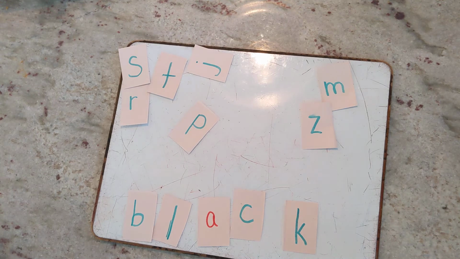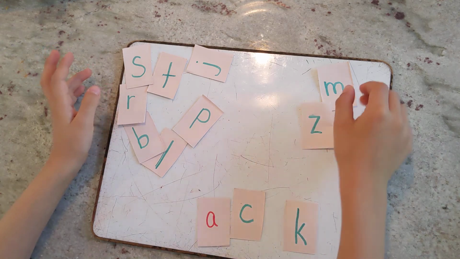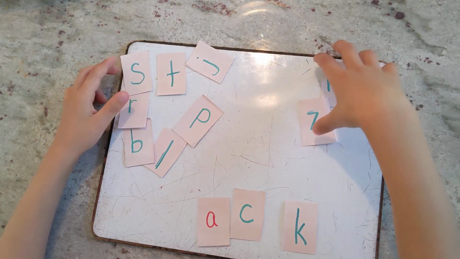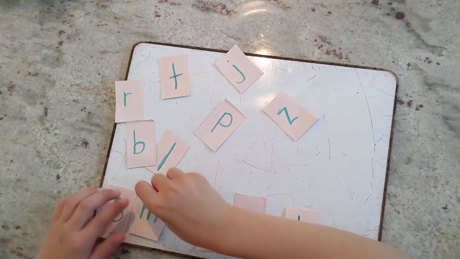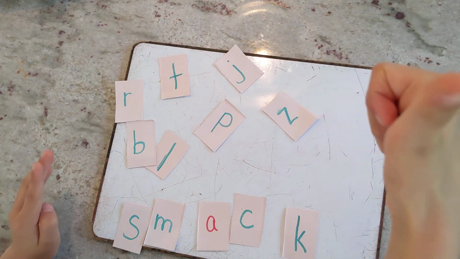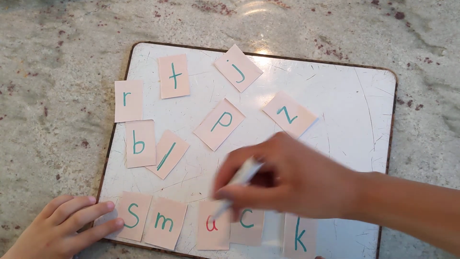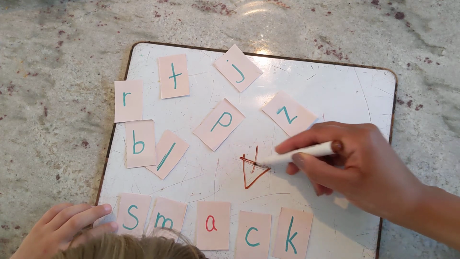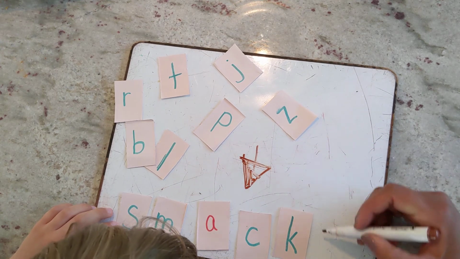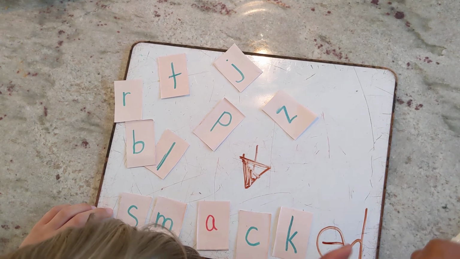Okay, so the next one is, can you take the bl away and replace it with sm? When you have the new word, put your thumb up. Wow, okay. Tell me the word. I smacked you in the face. Yeah, so smack is an action word. This is actually what's called a verb, because you are doing it. Now, if you put the suffix -ed, smacked, it is past tense, okay?